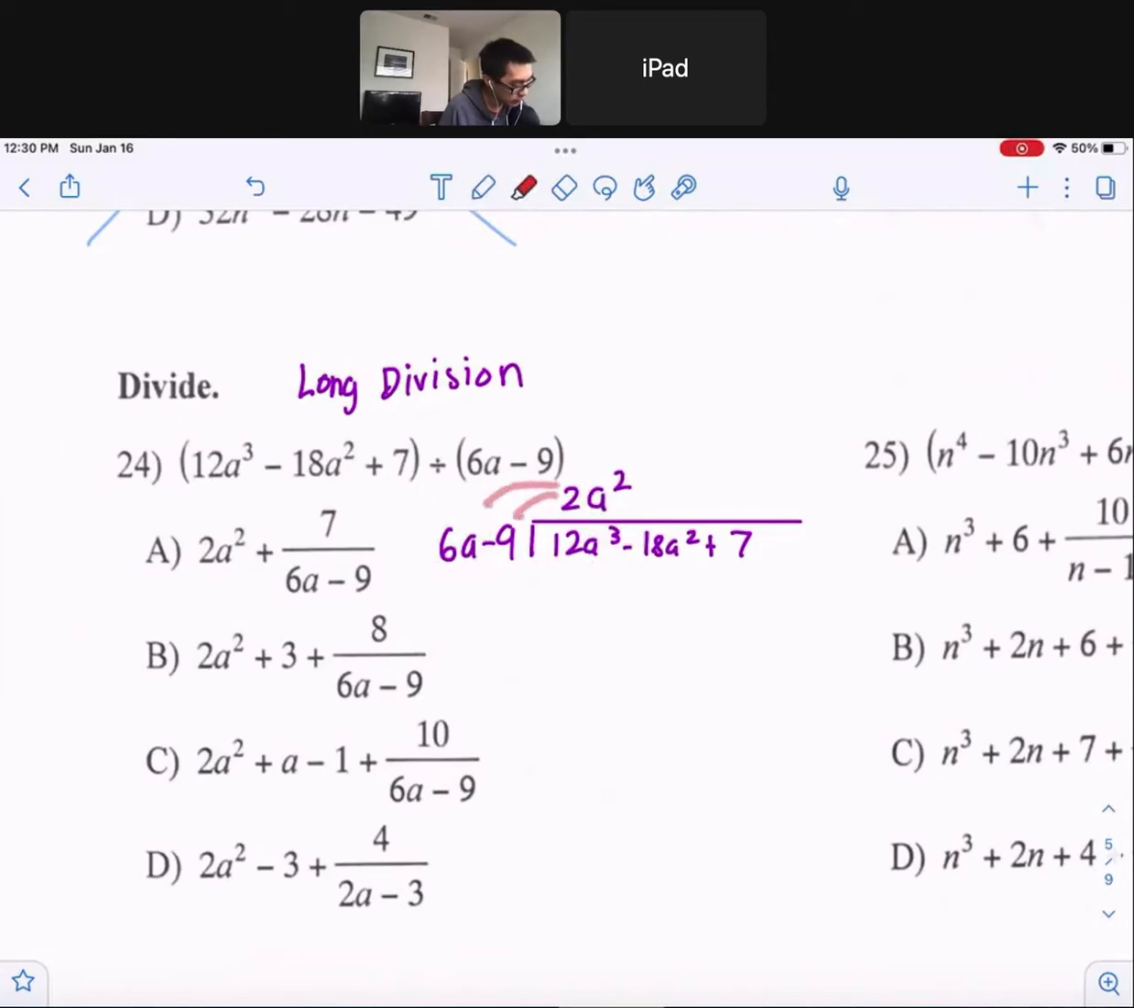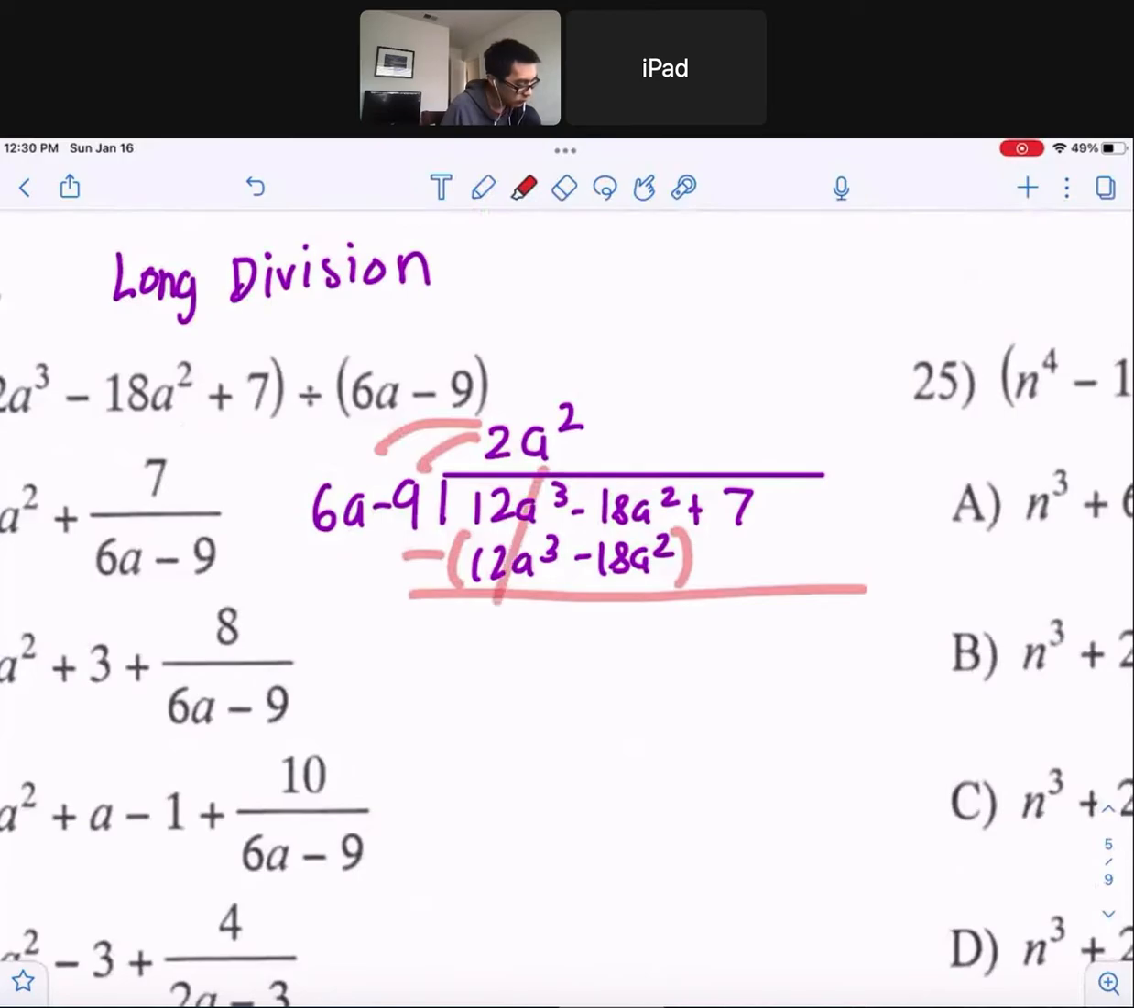We distribute this to both of those, so we get 12a to the third. 2a squared times negative 9, that's negative 18a squared, and then we subtract this from both. Now when we subtract, these cancel, and a negative times a negative makes this a positive. So negative 18 plus 18a squared, that's just 0. And we drop down to 7. So as you can see, all we have is a remainder of 7.